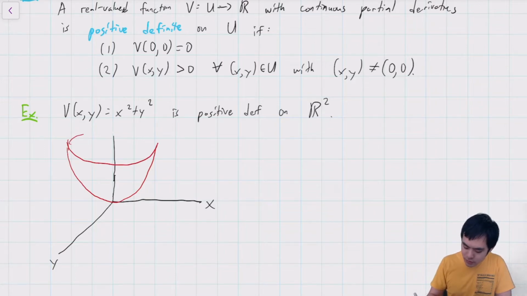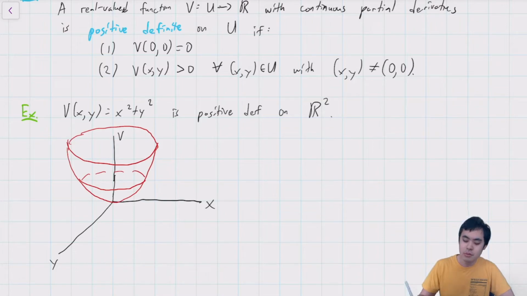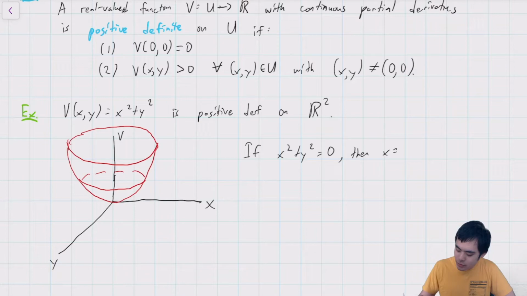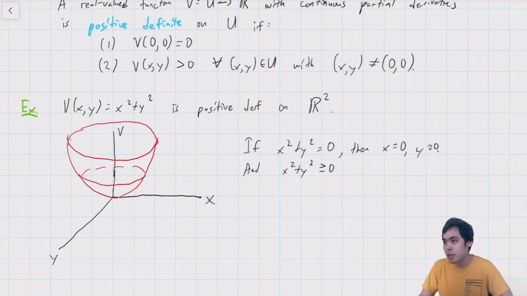This is a parabola. These are the values of the function, and it's 0 at only the origin point and positive everywhere else. And this is pretty easy to see as well. If x squared plus y squared is equal to 0, then x equals 0 and y equals 0, and x squared plus y squared has to be greater than or equal to 0 because you're taking squares.